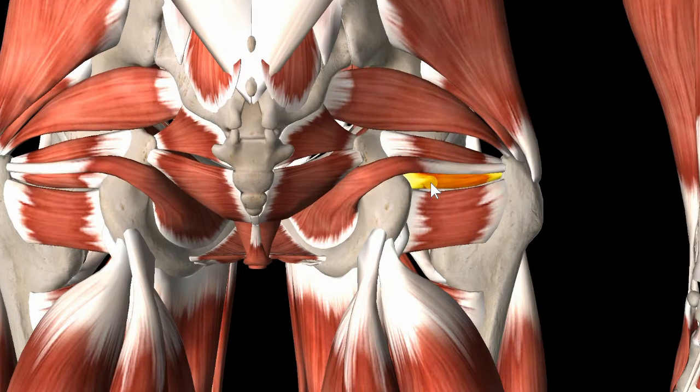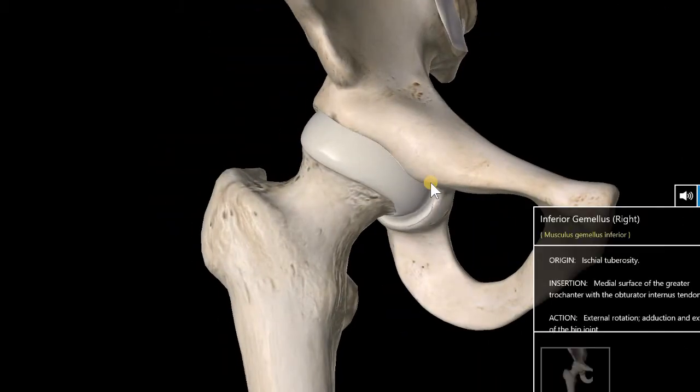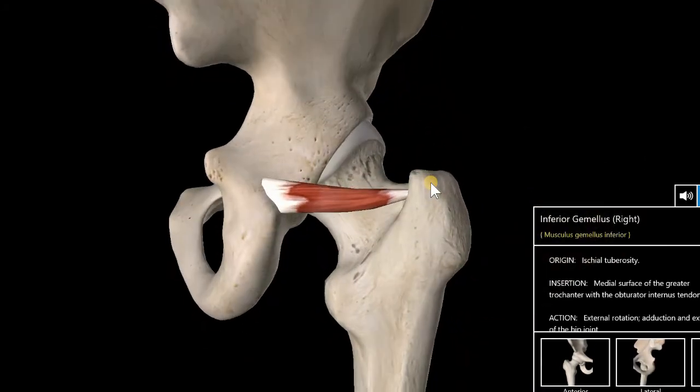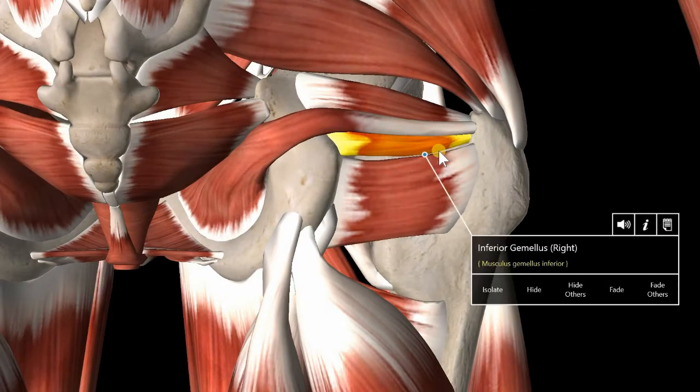Okay, the inferior gemellus has its origin on the ischial tuberosity and ischial spine area, over to the greater trochanter, and the action is the same: external rotation, adduction, and extension at the hip.